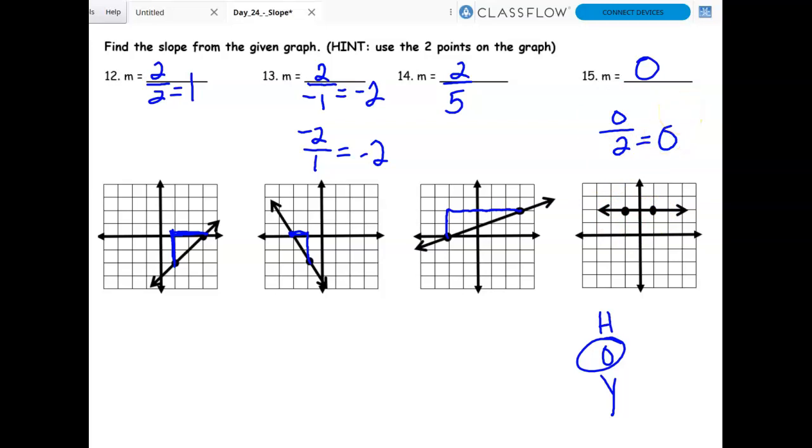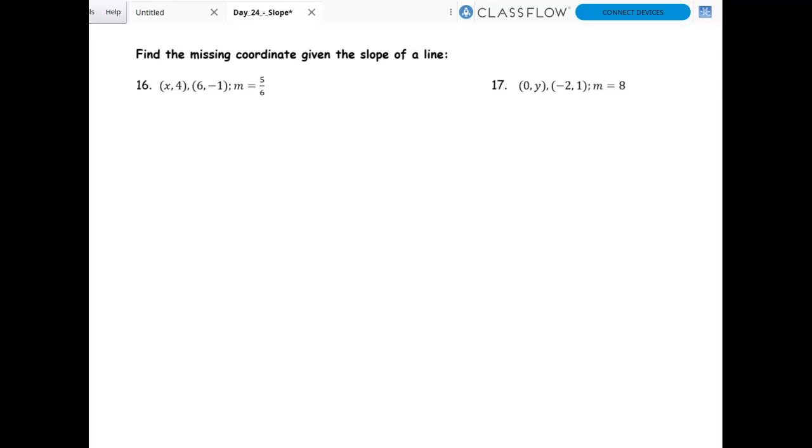So the last part of today's lesson is to pull it all together and to find the missing coordinate given the slope of a line. So if I have 2 points where one of the coordinates, meaning one of the x's or one of the y's, is missing, we can figure it out. In this case, our x1 is missing. So we're going to use the formula for slope. Slope is equal to y2 minus y1 over x2 minus x1, right? So our slope here is 5/6.